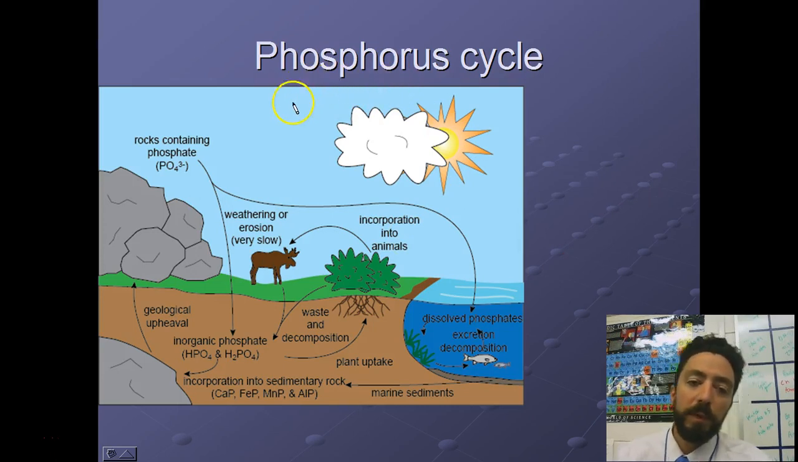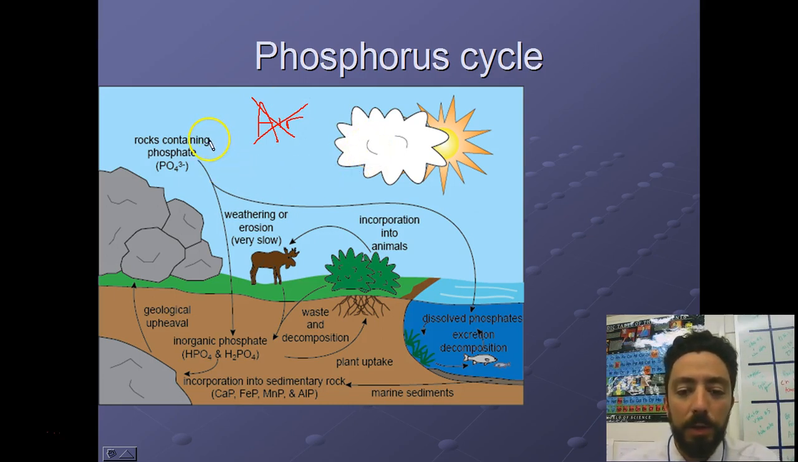Phosphorus cycle. Important thing to remember for the phosphorus cycle is there is no interaction with phosphorus in the air. It does not enter the atmosphere. All right, so do not need to worry about the atmosphere here. In this case, our largest storage spot for phosphorus is the rocks. These are our big reservoirs here, and they're stored there for millions and millions of years.